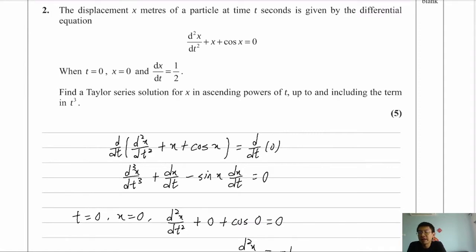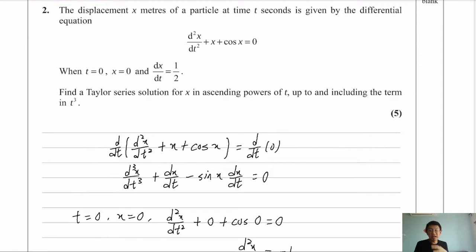They say when t equals 0, x equals 0, and dx/dt equals half. Next, they ask us to find a series including the terms up to t to the power 3. If we want the t cubed term, we need the third derivative, which means we need to get d cubed x over dt cubed.